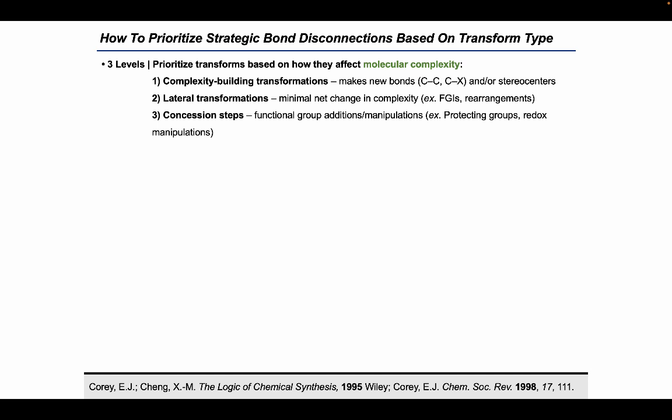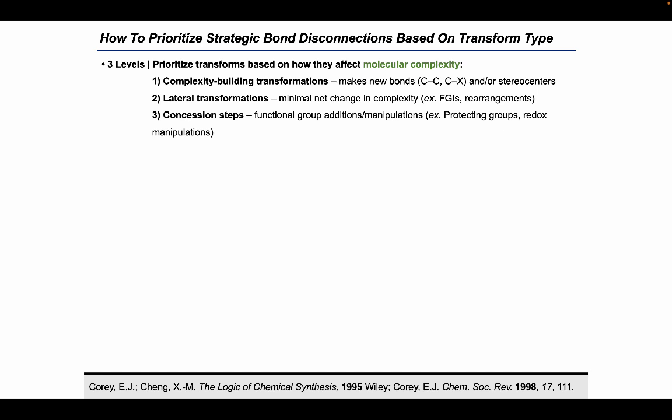Second, lateral transformations are those which have a minimal effect on the net change in complexity. Examples include rearrangement reactions like sigmatropic rearrangements or functional group interconversions like the Payne or Stevens rearrangement reactions, in which bonds or stereocenters are transposed or reconnected, but the molecule does not experience a net increase in complexity.